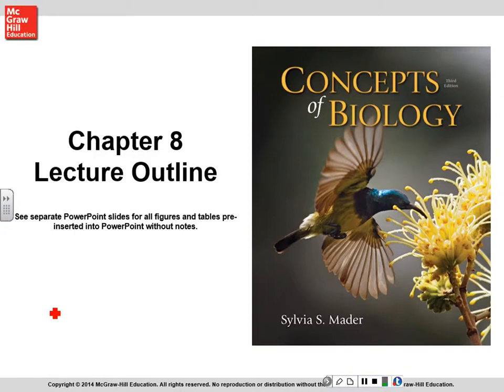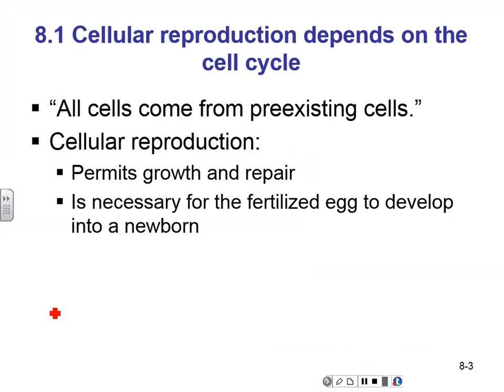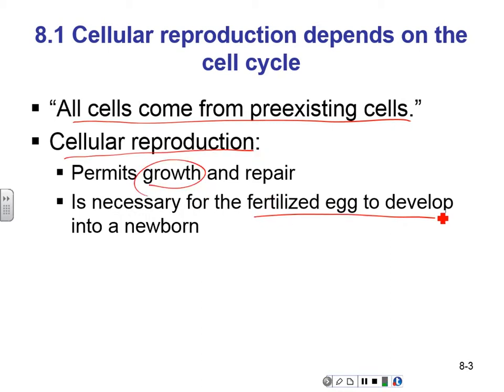Welcome to Chapter 8. Let's talk about the cell cycle. Hopefully we remember cell theory from the beginning of the semester. All cells come from pre-existing cells. This is called cellular reproduction. We're going to see cells grow. Also, this is what we need to develop into a newborn from a fertilized egg.